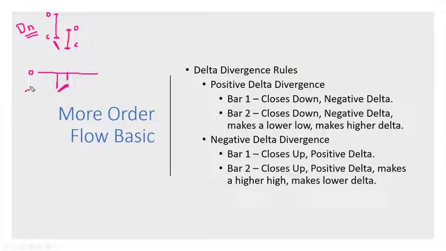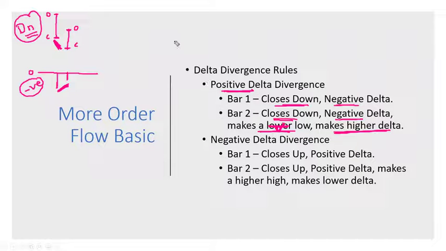This delta has to be negative. So the first bar closes down, with negative delta. The second bar also closes down. Delta is negative, but it makes a, oh sorry, this is a typo. Oh, no, it's not a typo. It makes a lower low, this is correct, but makes a higher delta. So here you can see we made a lower low, but we make a higher delta. But delta has to be negative, it cannot go positive, and the bars have to be down bars. Only then can we say that this is a positive delta divergence.